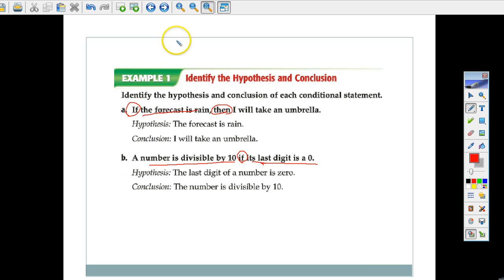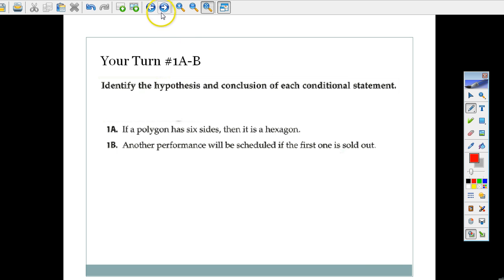Oops. Let's try to click on the next one here. There we go. Alright, so here's your turn, number 1A and B. Identify the hypothesis and conclusion of each conditional statement. So go ahead and pause the video and write that down for 1A, 1B, and come back when you're done.